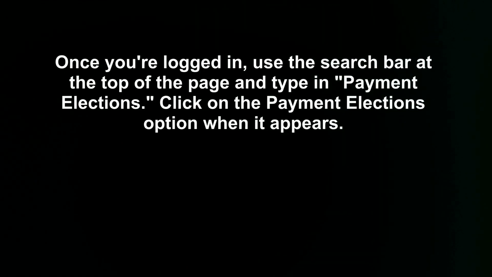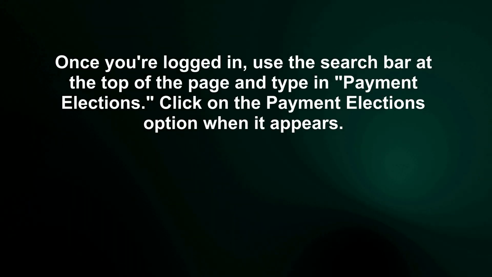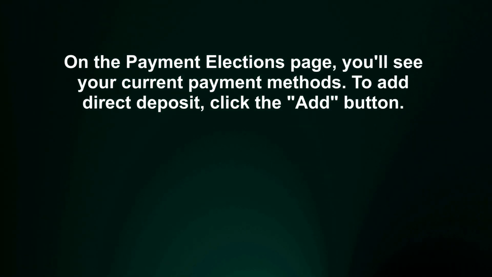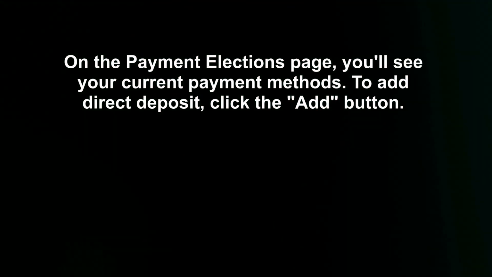Once you're logged in, use the search bar at the top of the page and type in Payment Elections. Click on the Payment Elections option when it appears. On the Payment Elections page, you'll see your current payment methods. To add direct deposit, click the Add button.